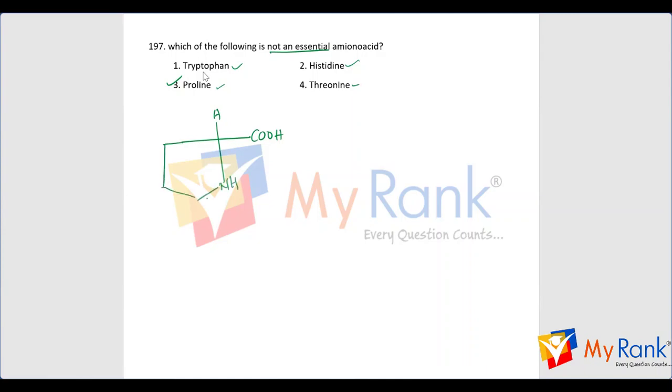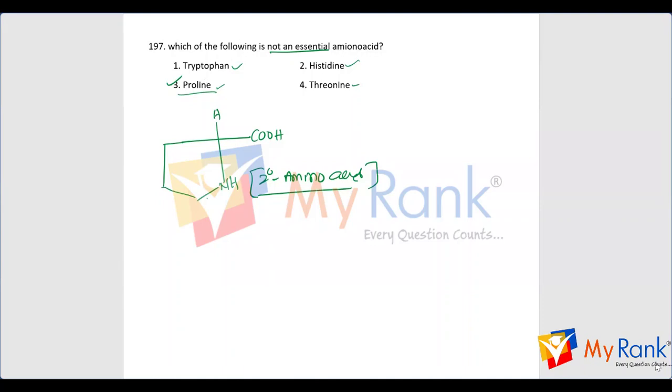This one is the secondary amino acid. This is the only secondary amino acid. All the other amino acids are primary, but only this one is a secondary amino acid. It is not an essential amino acid, but it is a very important one. This amino acid, proline, is a secondary amino acid. Among all the 20 amino acids, this is the only secondary amino acid.